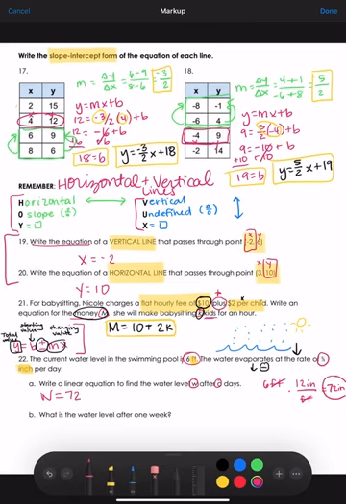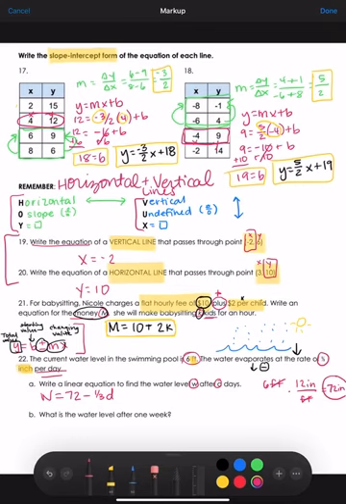So 72 minus, because the water's evaporating, now I can just plug in my changing value, which is this rate of 1/3 inch per day. So that's multiplying, it's going down 1/3 of an inch per day. Okay, so that is my equation.